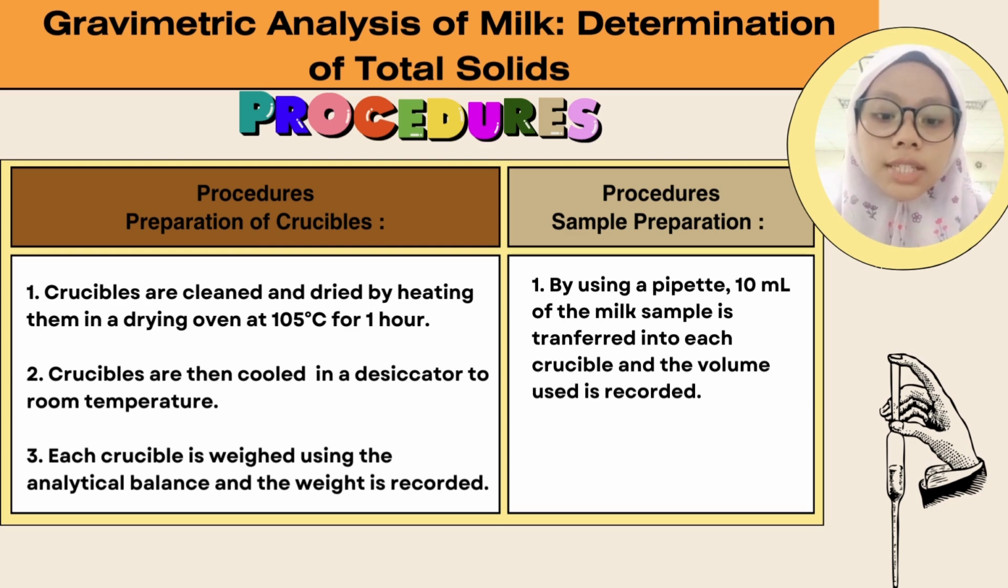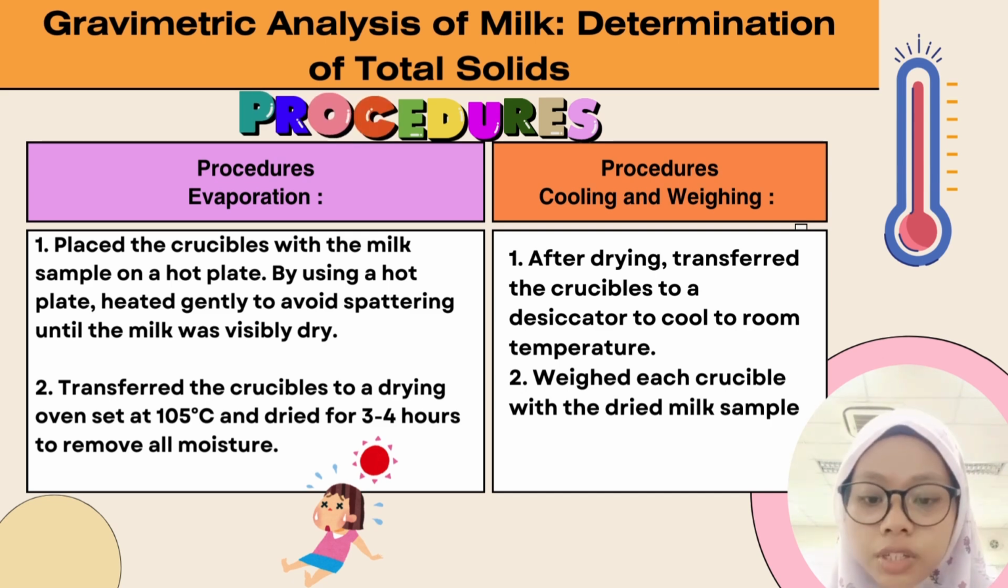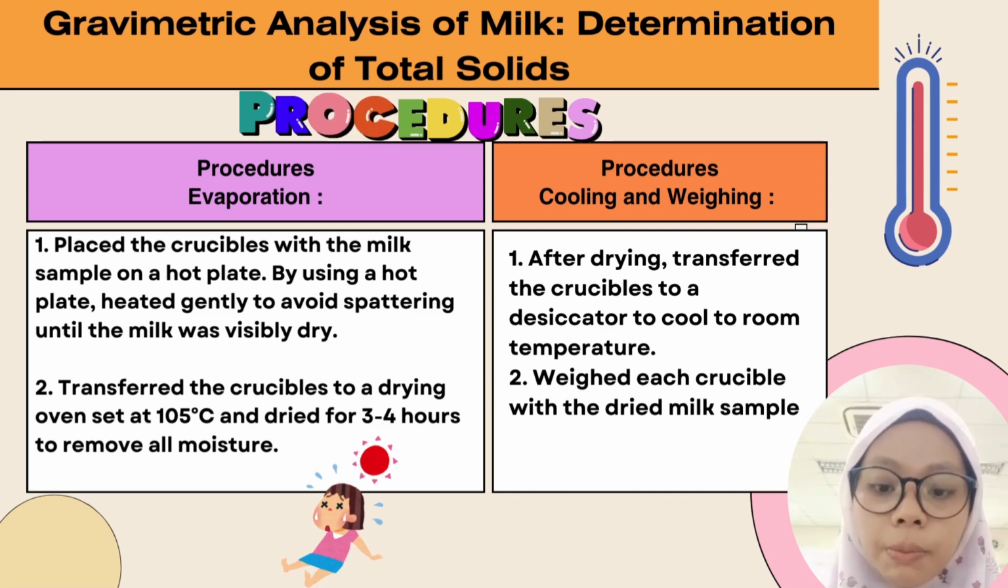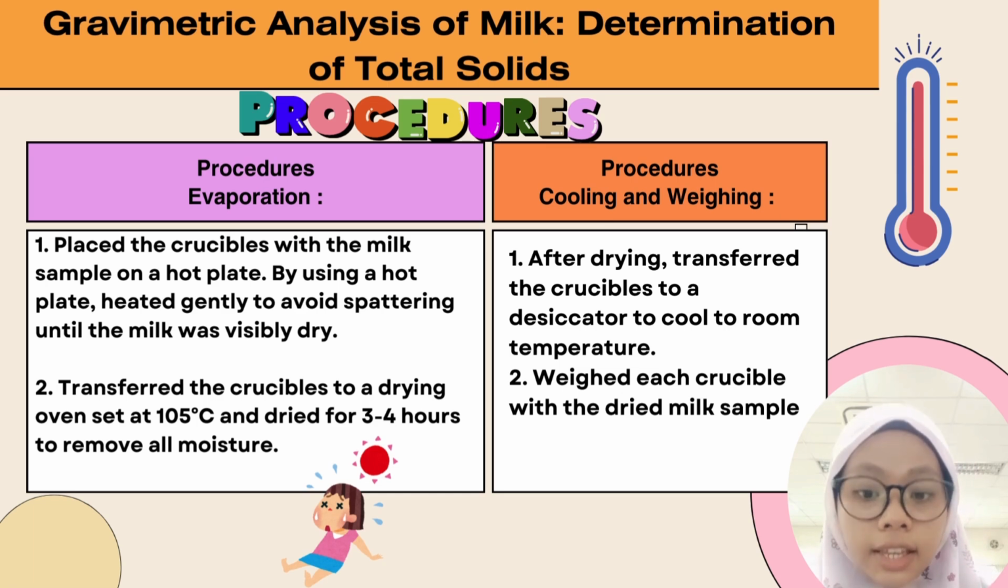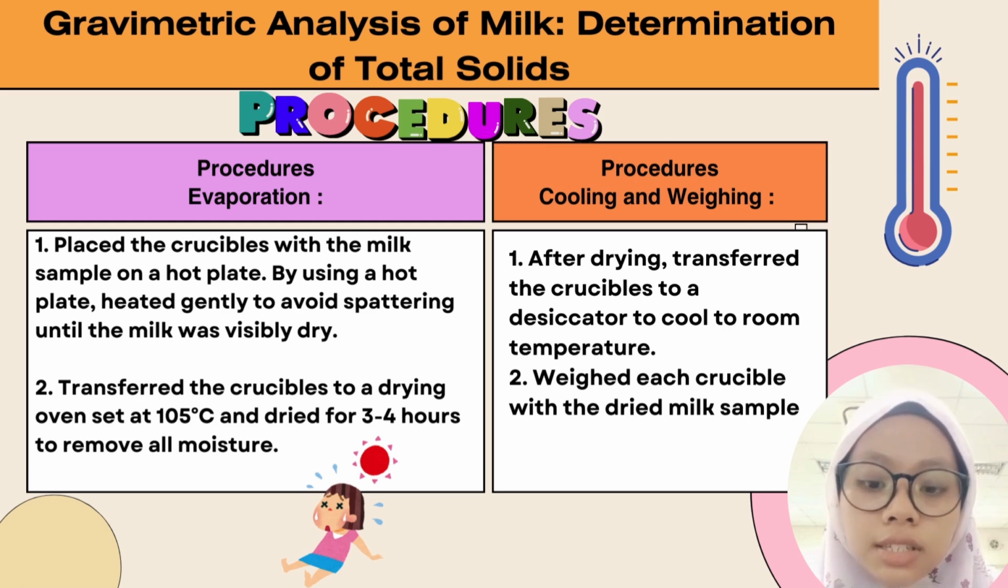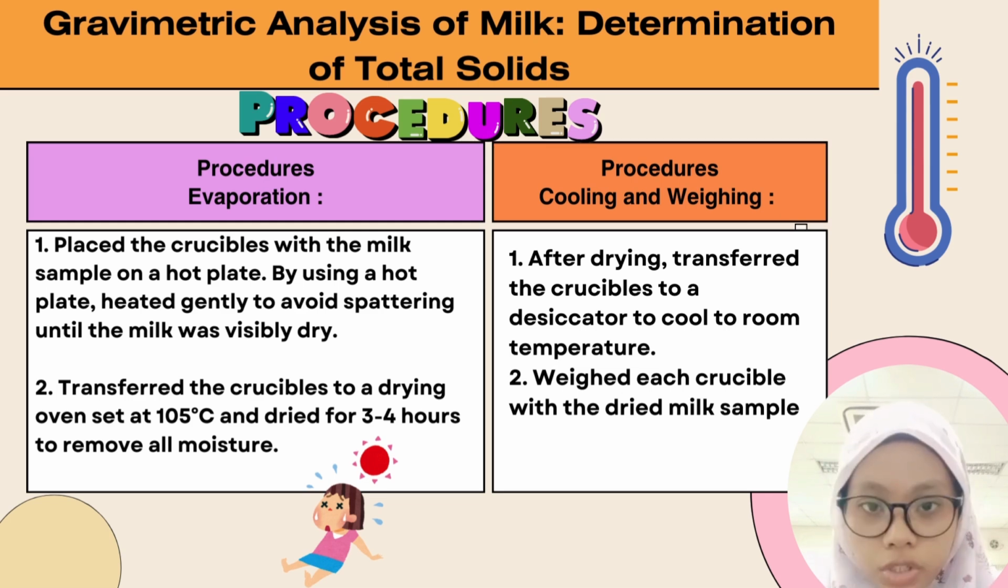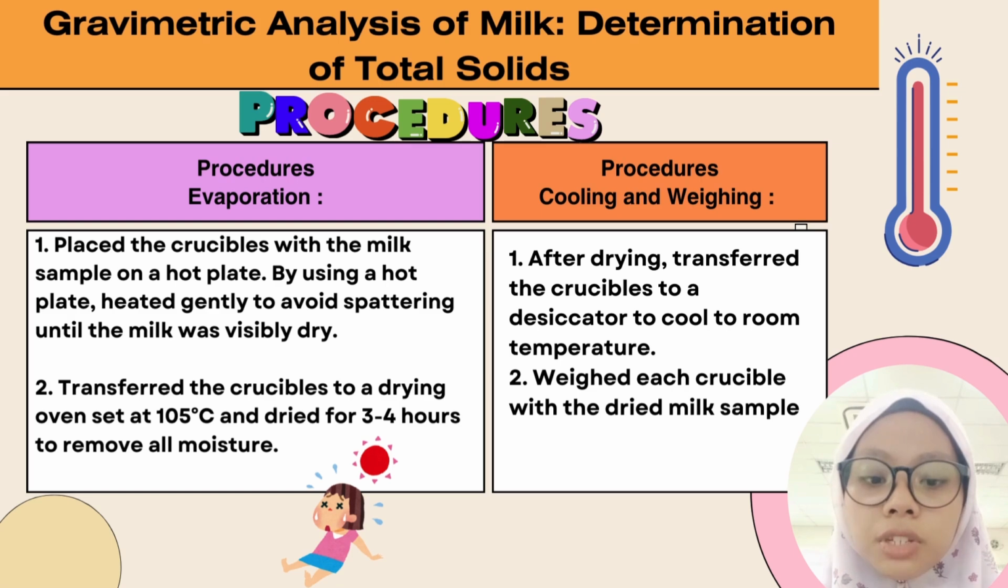The next procedure is sample preparation. Using a pipette, 10 ml of the mixed sample is transferred into each crucible and the volume used is recorded. Next, the procedure of evaporation. First, place the crucibles with the mixed sample on a hot plate. Heat it gently to avoid sputtering until the mixture is visibly dry. Next, transfer the crucible to a drying oven set at 105 degrees Celsius and dry for 3 to 4 hours to remove all moisture.